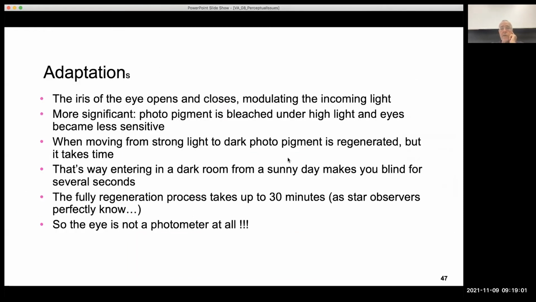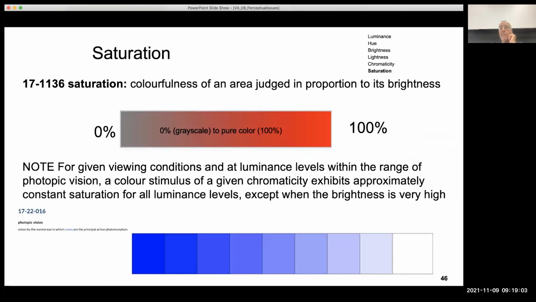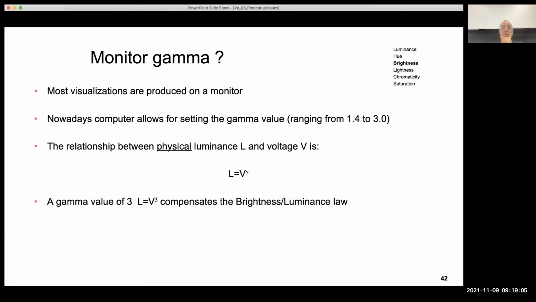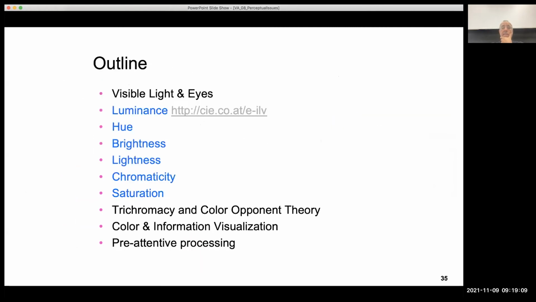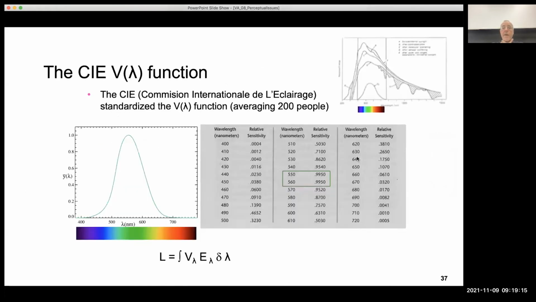In the end, these are just a few concepts. If you're curious, you can go to this website and you can get hundreds of definitions. But this is enough for our story.